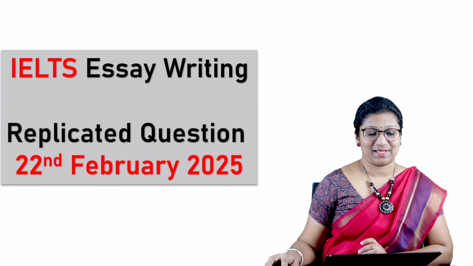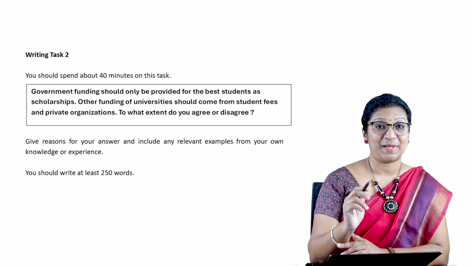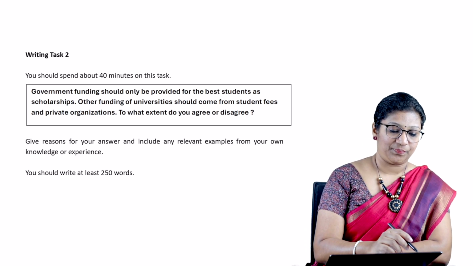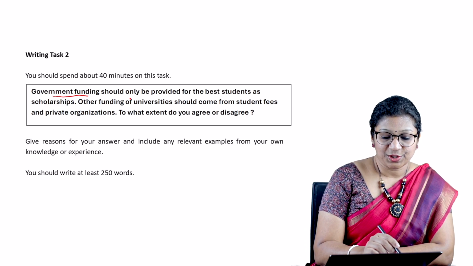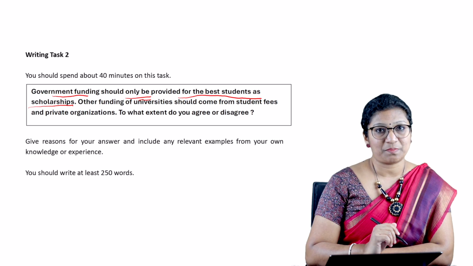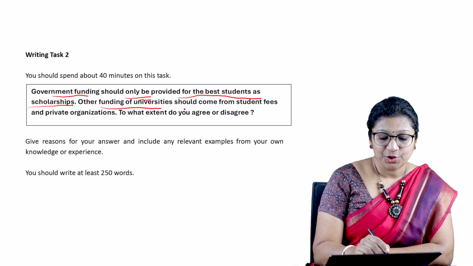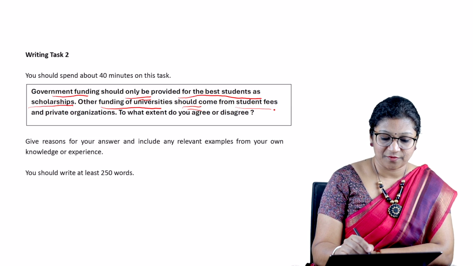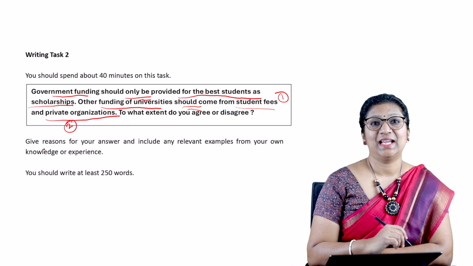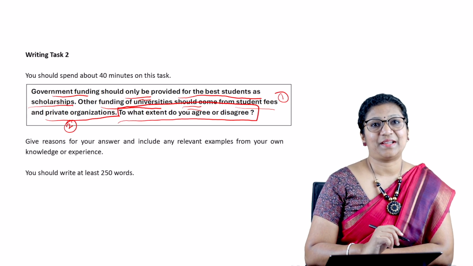So let's have a look at the question. What you can see on screen was a question for 22nd of February 2025, IELTS academic writing. The question said, government funding should only be provided for the best students as scholarships. Continuing, it says, other funding of universities should come from student fees, 1, and private organizations, 2. And then the task, to what extent do you agree or disagree?